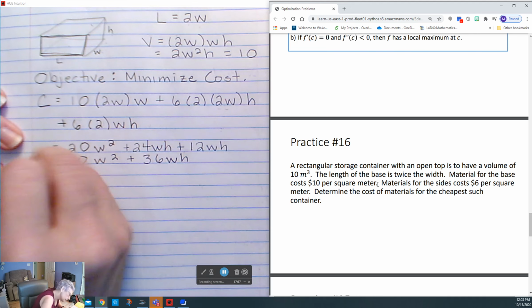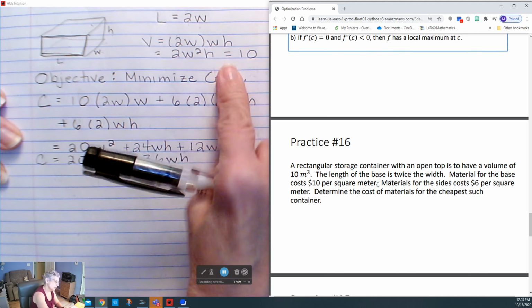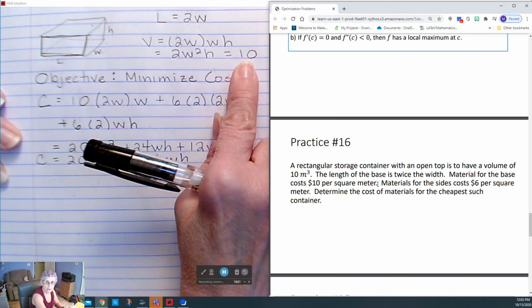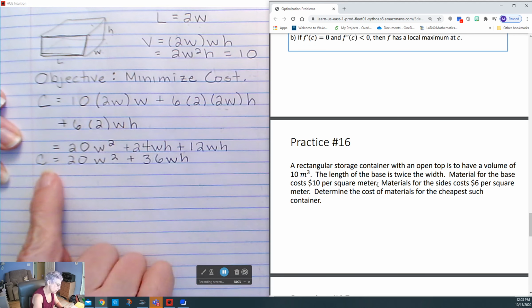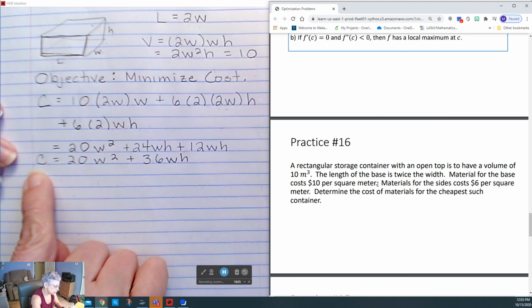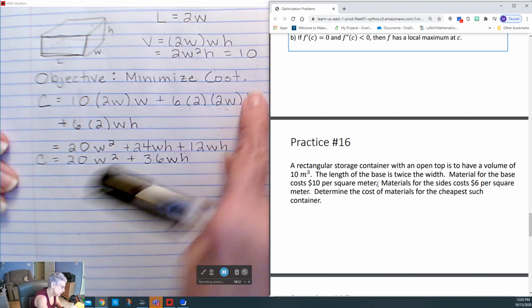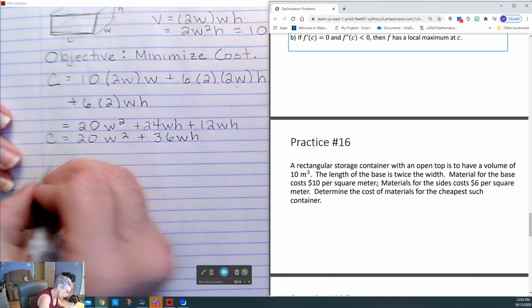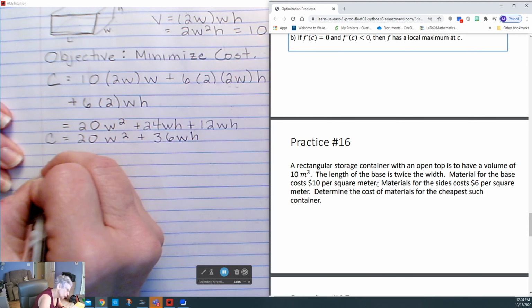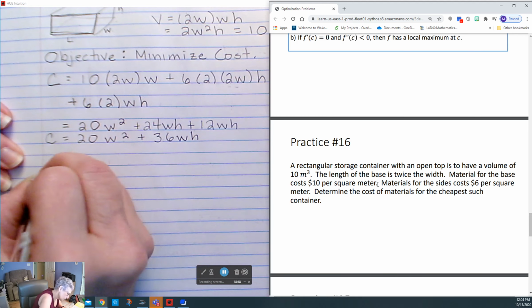I have my constraint with the 10 on one side of the equal mark. I have my objective function, cost, which is something I'll be able to take the derivative of. And now I am going to rewrite this with only W's in it.